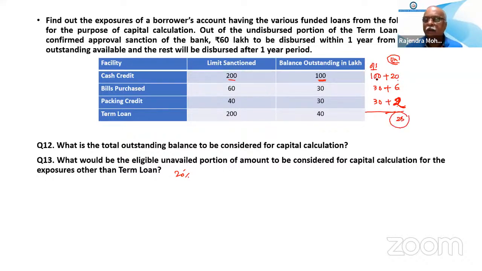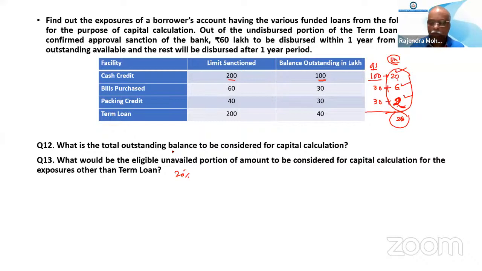Correct? Outstanding, you have to take in full. Unavailed portion, 20%. So here, unavailed will be 100. 100 into 20% is 20. Here, unavailed is 30. 30 into 20% is 6. Here, unavailed is 10. 10 into 20% is 2. So the question is asking about this. So 20 plus 6 plus 2 is 28. So 28 will be the answer for question 13.